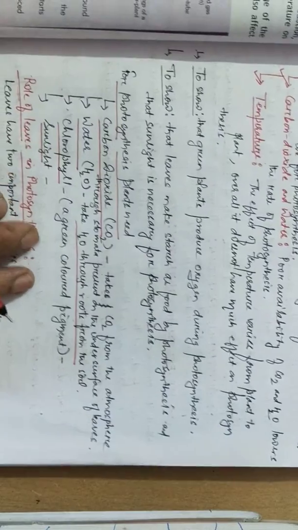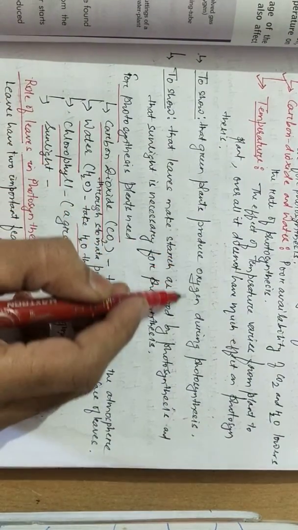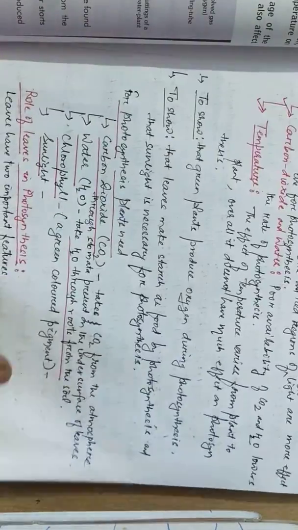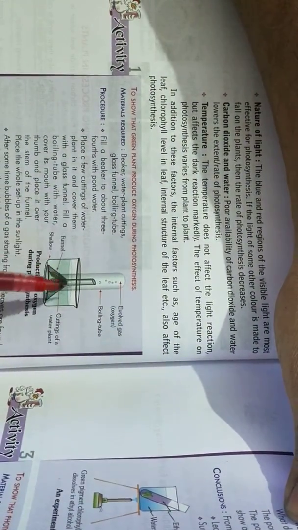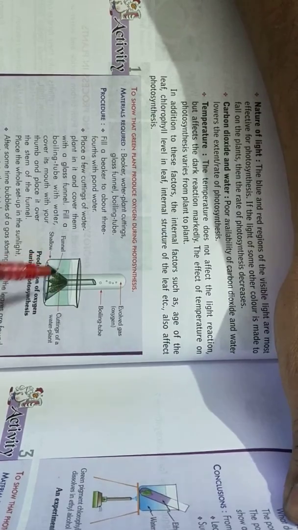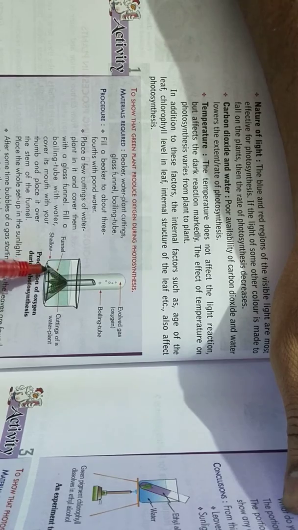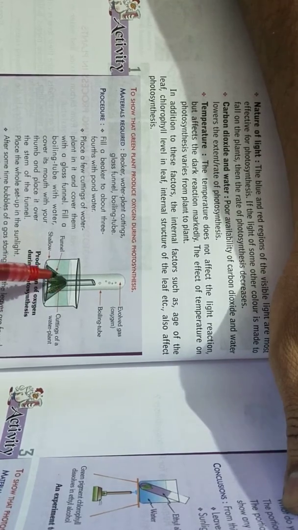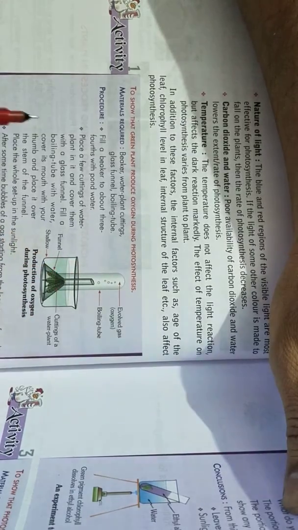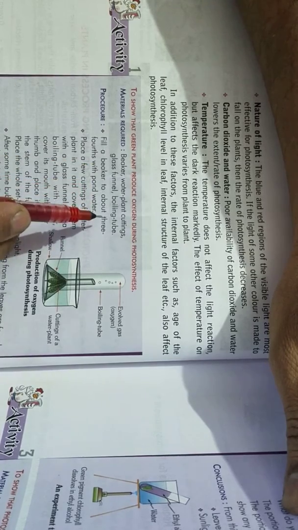Now we are going to discuss one activity where we have to show that green plants produce oxygen during photosynthesis. You can see in your book here we have an apparatus, and in this apparatus we have a beaker which is filled with 3/4 of water. We have an inverted glass funnel, we have some cuttings of the plant leaves, and we have a boiling tube or a test tube. So materials required are beaker, water, plant cuttings, glass funnel, boiling tube.